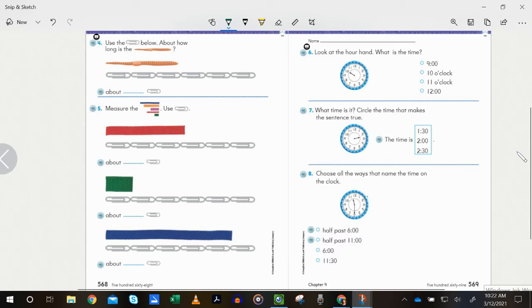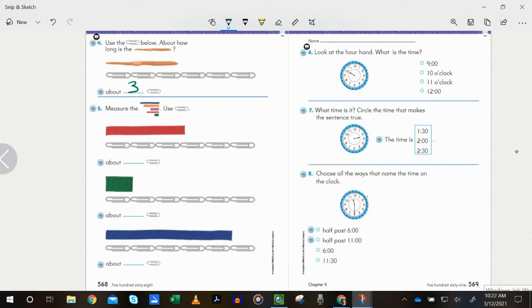Okay, let's go back and check our work with a crayon. If you need more time, pause the video to finish. Number 4, with our crayon, I see the worm. The worm goes to about 3 paper clips. You can see it's almost exactly at the end of the paper clip, just a little bit before.